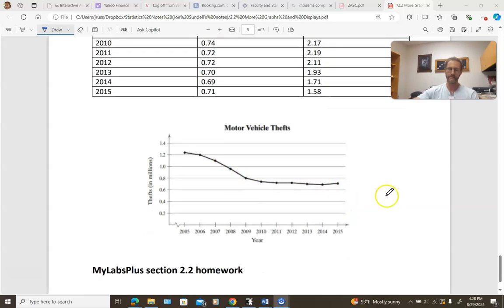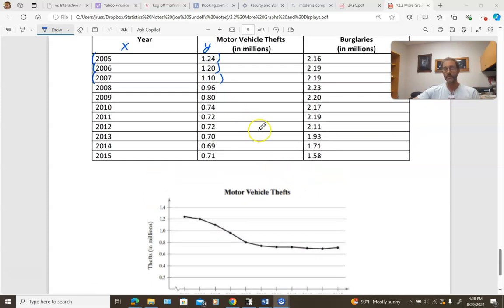So anyway, like I said, this is a shorter section. A lot of your homework is just going to be, you will have to make your own stem and leaf plot, but most of it's going to be looking at these graphs and interpreting them. Okay, so anyway, let me know if you have any questions, and I'll see you in 2.3.